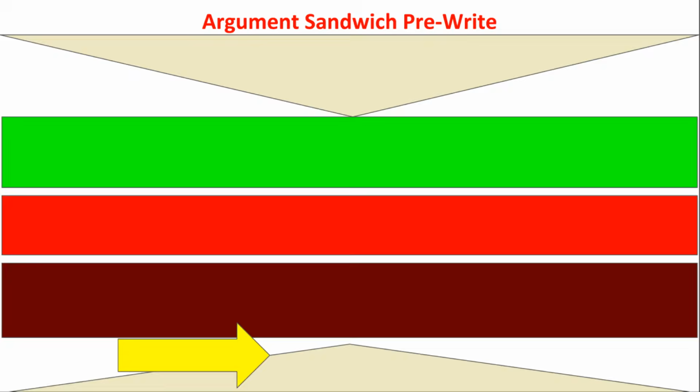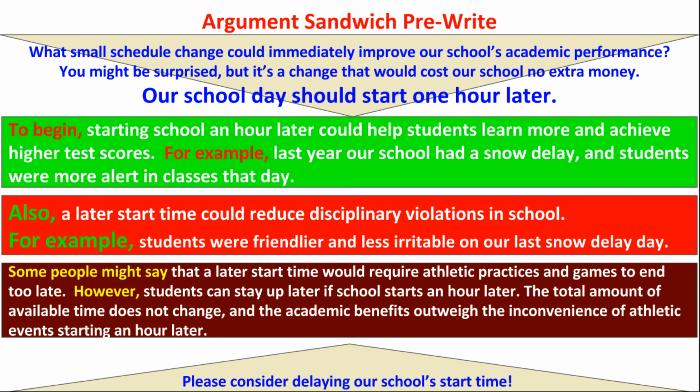This is my bottom bread, and it points back to everything I've already said. In my close, I encourage the reader to take action in light of my position. Here's my close. Please consider delaying our school start time. That's how you write a simple argument. Just use the sandwich pre-write.